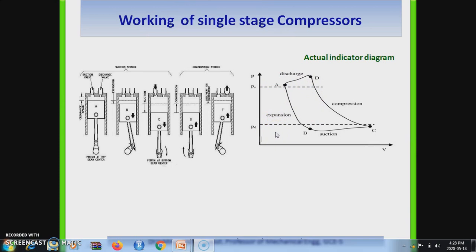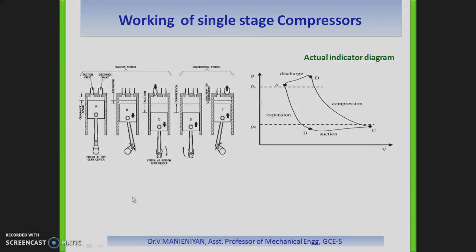So both expansion and compression are supposed to follow the same law, PV^n equal to C. The small quantity of high pressure air in the clearance volume expands to VA, and the air drawn during the suction stroke is VB minus VA, that is the difference of VB minus VA. So this is the working principle of a single stage air compressor.